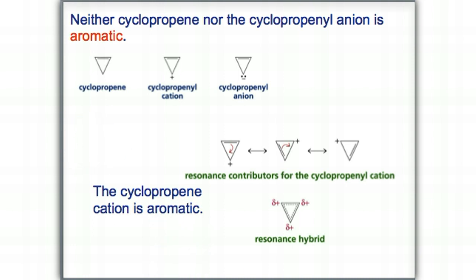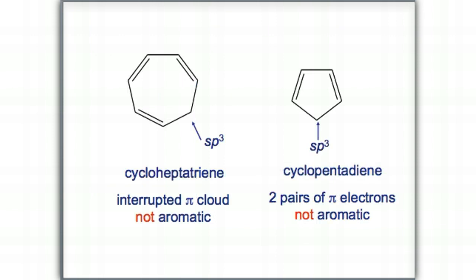Going on to some other examples here. Why is cycloheptatriene not aromatic? Although it has 3 pairs of pi electrons, it does not have an uninterrupted ring of p orbital bearing atoms because one of the ring atoms is sp3 hybridized, as you can see marked here on the slide.